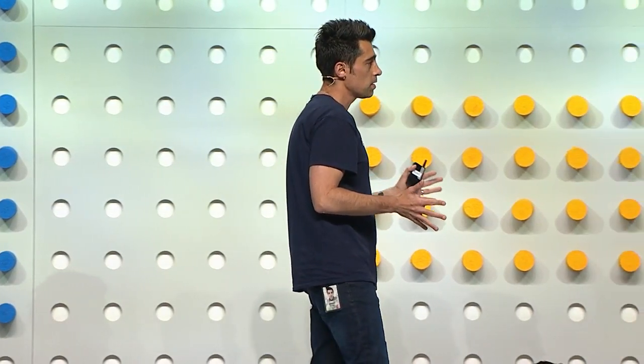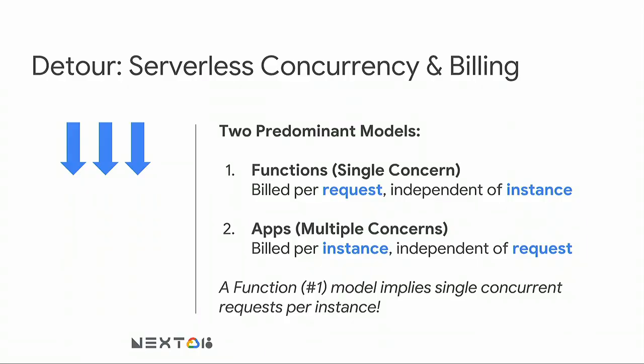The simplicity of the billing model means that we're constrained to a single request per instance. So a function is billed per request independent of the instance. It's not your problem whether there's 1,000 instances or one instance to serve that request. We might be doing a really poor job of our scheduling and have 1,000 instances sitting around costing us money, but it's not costing you anything.